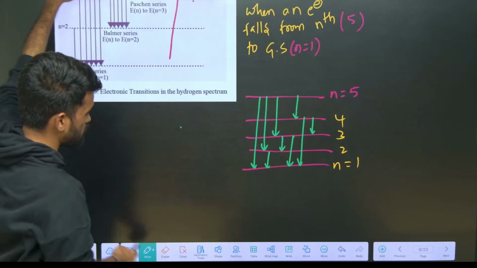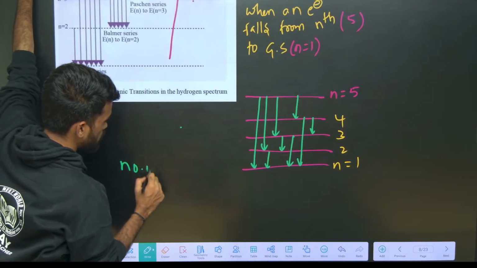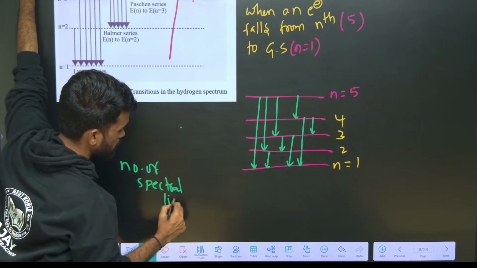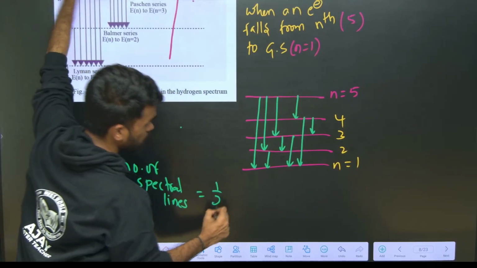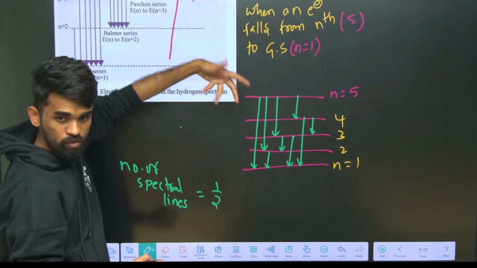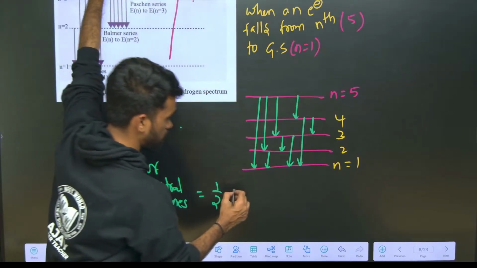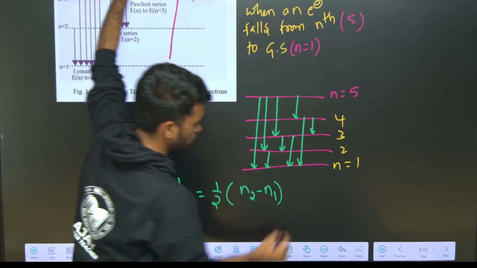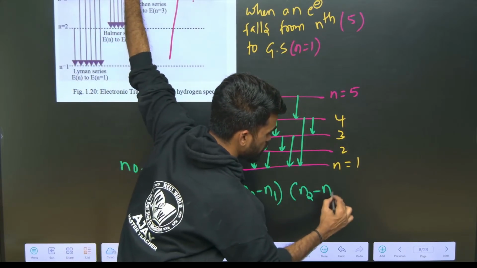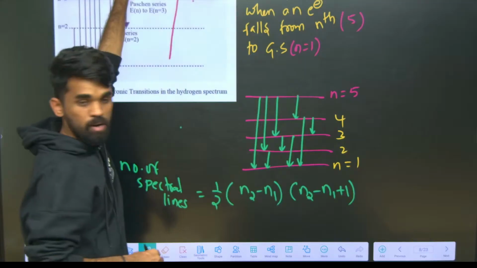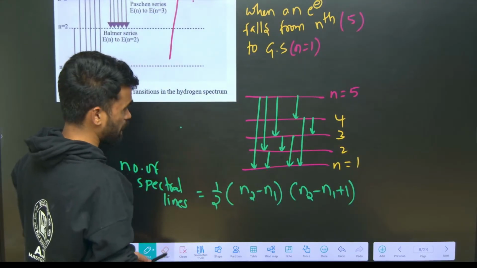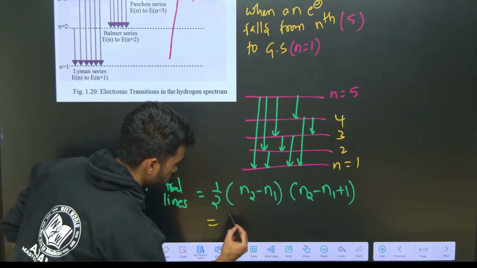So I will tell you what is the formula here. Number of spectral lines, just use this formula. See, writing like this takes time. So just take n2 minus n1 into n2 minus n1 plus 1, halved. Use this formula, you will get the number of spectral lines. If it is not clear, we will try this again after doing this one.